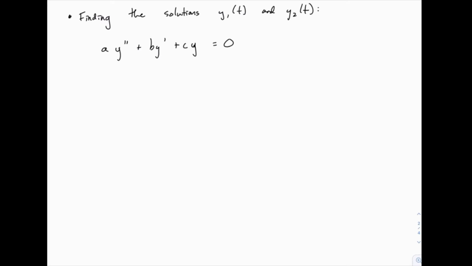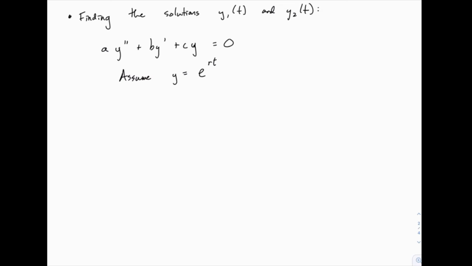And the easiest answer is the exponential function. So we're going to assume that our solutions y, both of them, y1 and y2, equal the exponential function, specifically e to the rt. So for different values of r, we would get different solutions, and that's all that's going to change. y1 and y2 will simply have different values of r that are valid here.